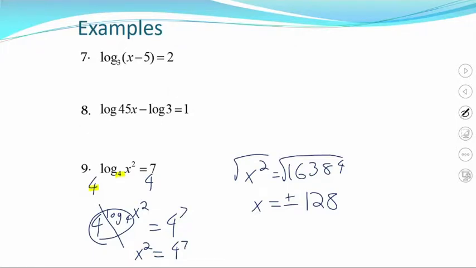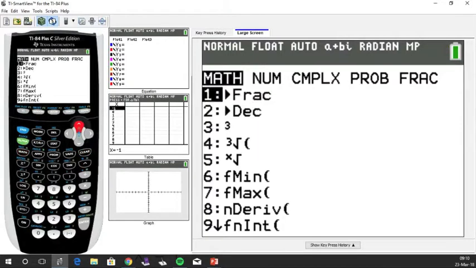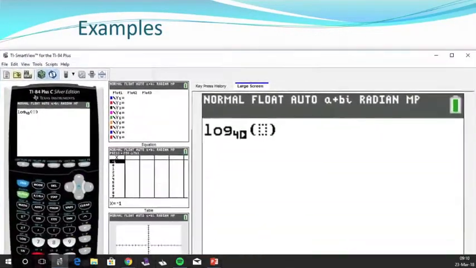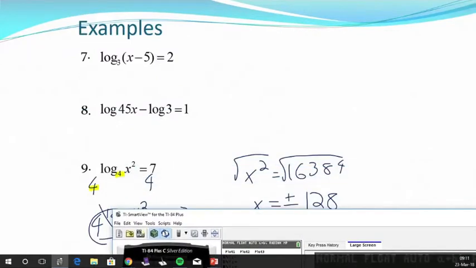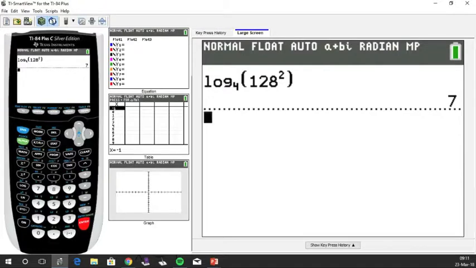However, only one of those answers might actually work as a solution. So let me try that on the calculator again and see if it does. Let's confirm it. So I had the logarithm with a base of 4. So we're going to type in logarithm with a base 4. And we had x squared, right? So we're calling x, let's use a positive 128 for now. 128 squared, right? And that should equal 7. Okay, so let's hit enter, and it equals 7. So I know 128 is good.